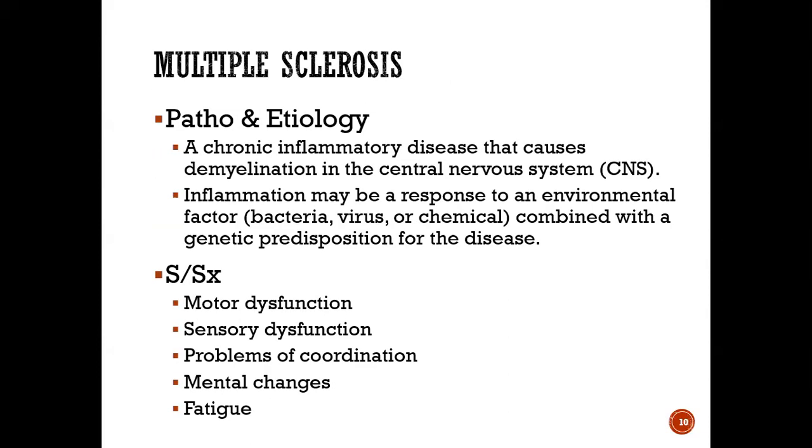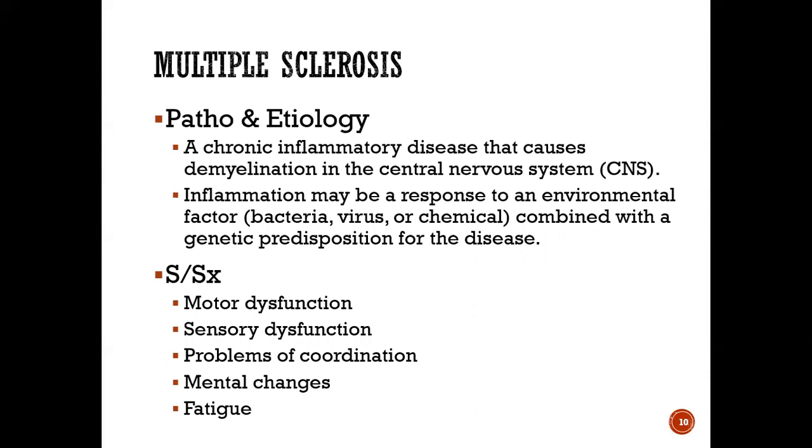Multiple sclerosis, a chronic inflammatory disease that causes demyelination of the central nervous system. So the actual sheath around the axon is being destroyed. Inflammation may be a response to an environmental factor like bacteria, virus, or chemical, or just combined with a genetic predisposition for the disease.